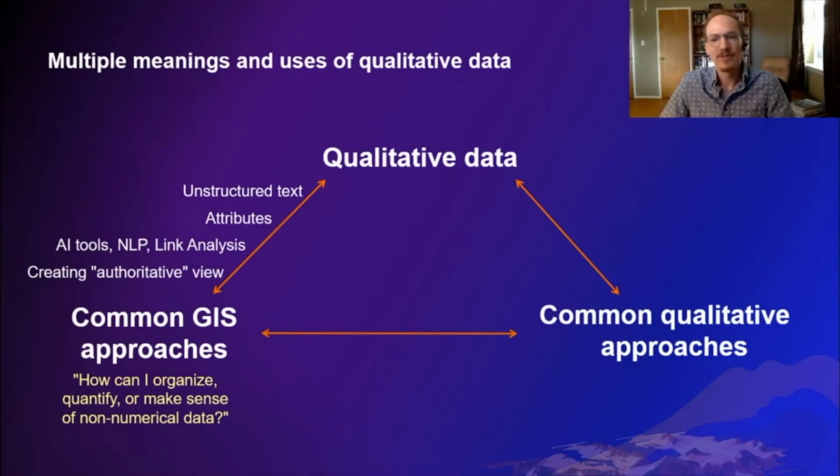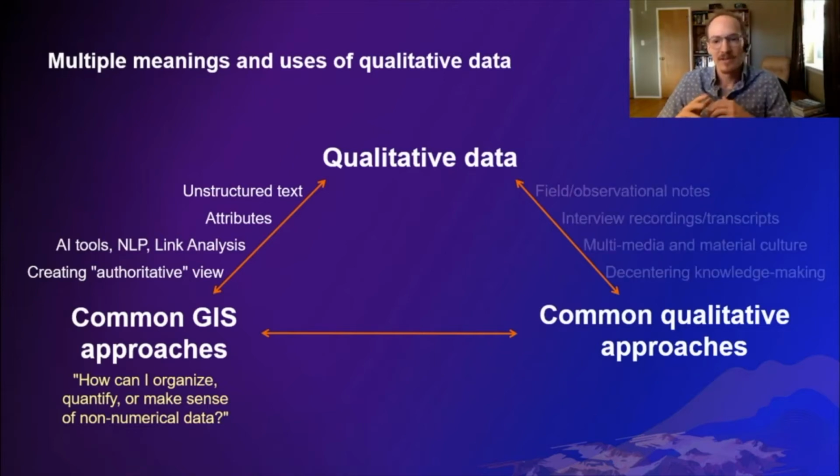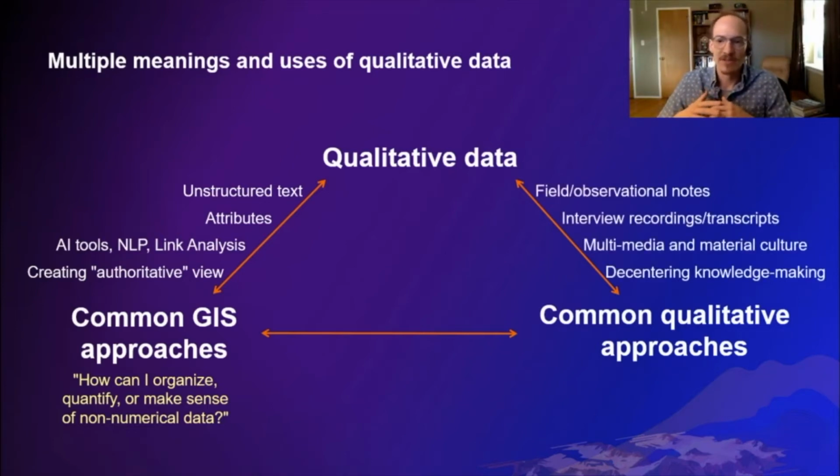But to people like human geographers, sociologists, anthropologists, and many other researchers, qualitative data can mean something quite different. Here it consists of things like notes and reflections generated through field-based observation, interview recordings and their corresponding transcripts, photos or videos taken by the researcher or participants, or any number of digital or material things relevant to the project at hand.